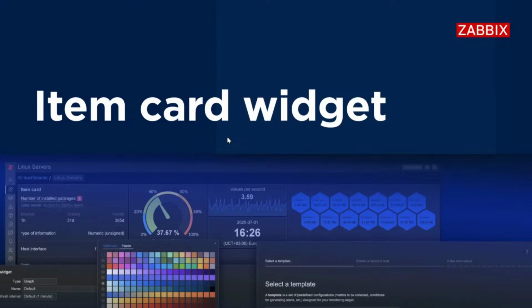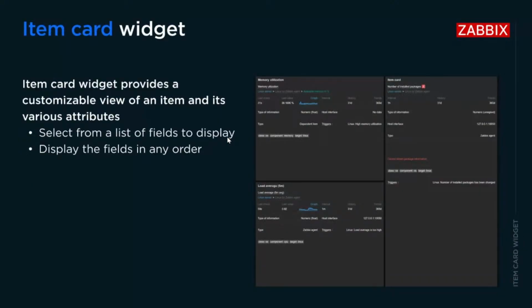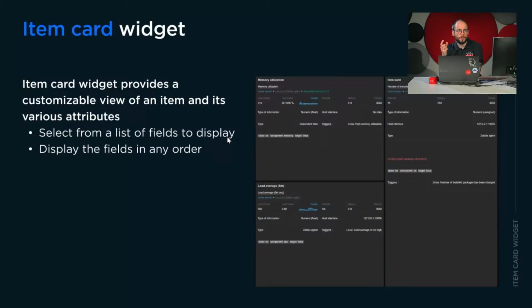So we've done the same with the item. The item card widget enables you to create a customizable view for a single item. In this view, you can see the latest data with a Sparkline view, but also select a variety of other fields. For example, if the item has an error message, it can be displayed in the item card widget. You can see the related triggers, the type of information collected by the item, and various other data points. So this is useful if you have a set of items that you need to explicitly monitor and see what's going on with them.